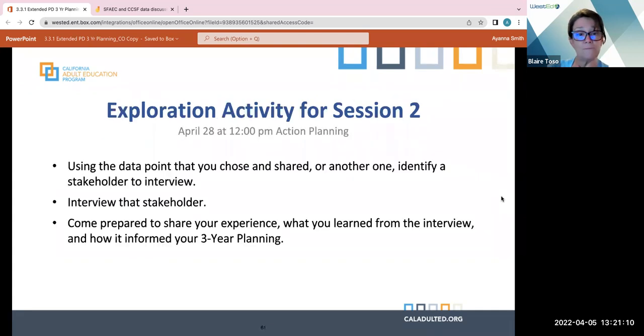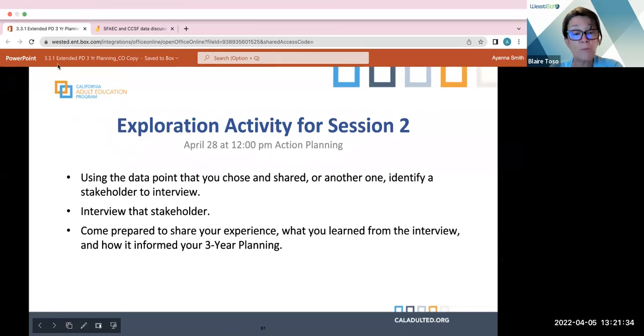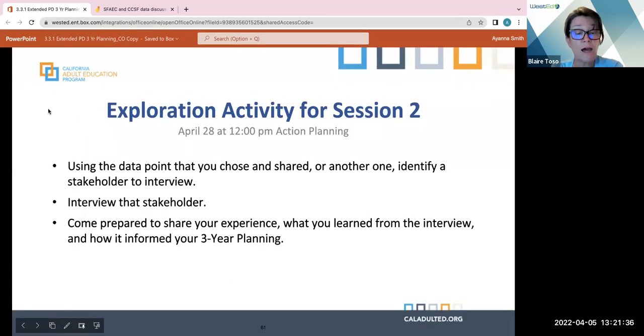Next slide, please. So we were hoping that in between that you might have the time to do an exploration activity for session 2. And there you would look at your data points in your own data, and then choose one of these and identify a stakeholder who you would want to interview in order to inform that. And we think, pushing beyond some of the people who you generally engage for that. And then maybe do an interview with that stakeholder and then come prepared to share your experience. What was it like? Is it hard to engage? There's certainly stakeholders who are much harder to engage.